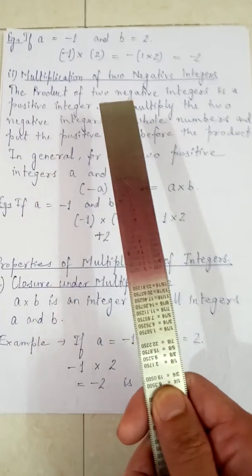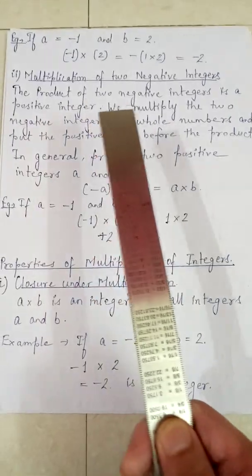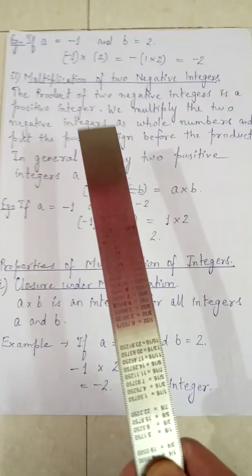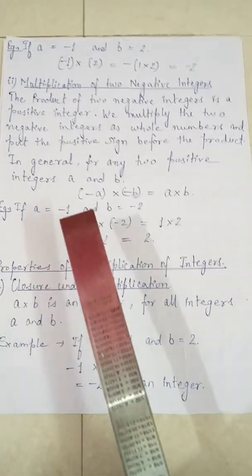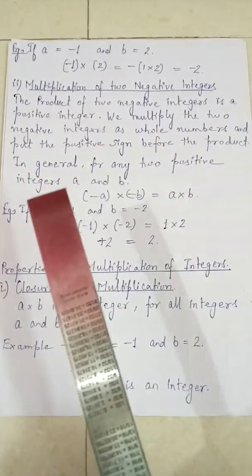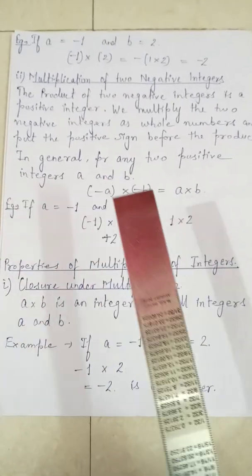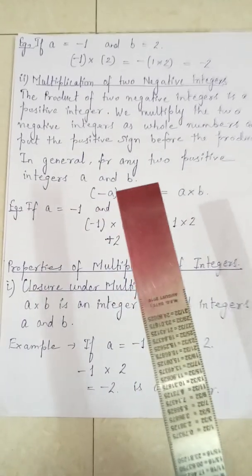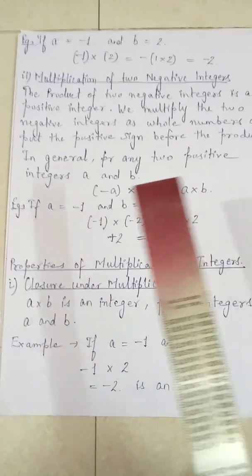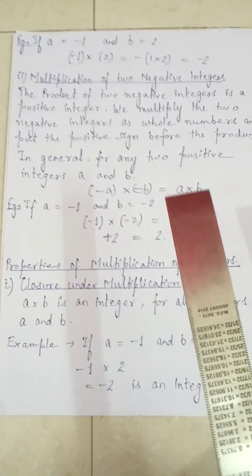The product of two negative integers is a positive integer. We multiply the two negative integers as whole numbers and put the positive sign before the product. In general, for any two positive integers a and b, when both integers are negative, that is minus a multiplied by minus b, that will be equal to a multiplied by b. That means when we multiply minus with minus, we get plus.